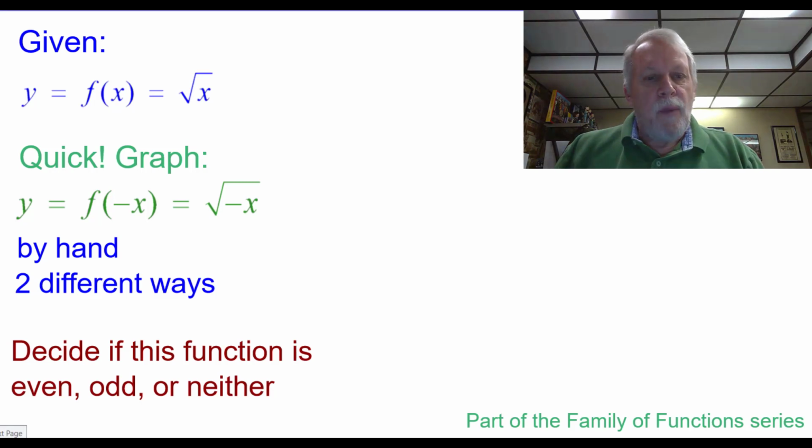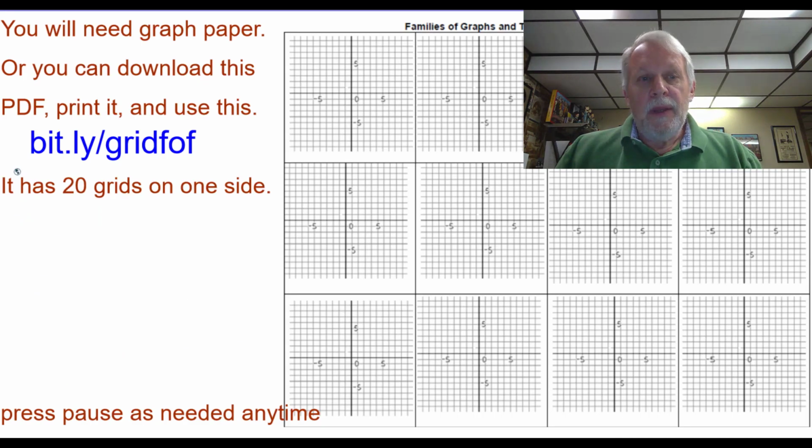Quick, graph y equals the square root of the opposite of x by hand 2 different ways. Decide if the square root function is even, odd, or neither. You will need graph paper or download this PDF and print it. Press pause as needed anytime during this video.